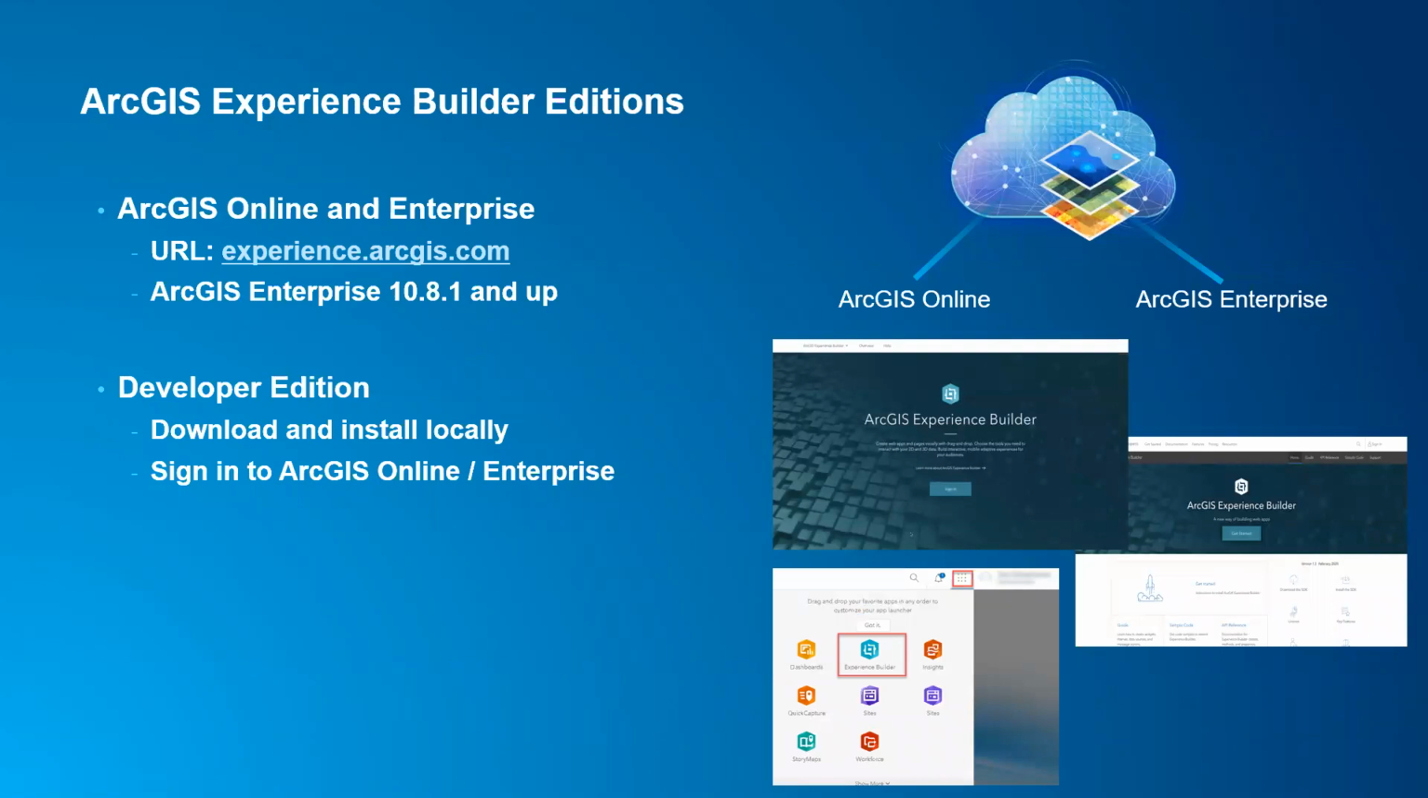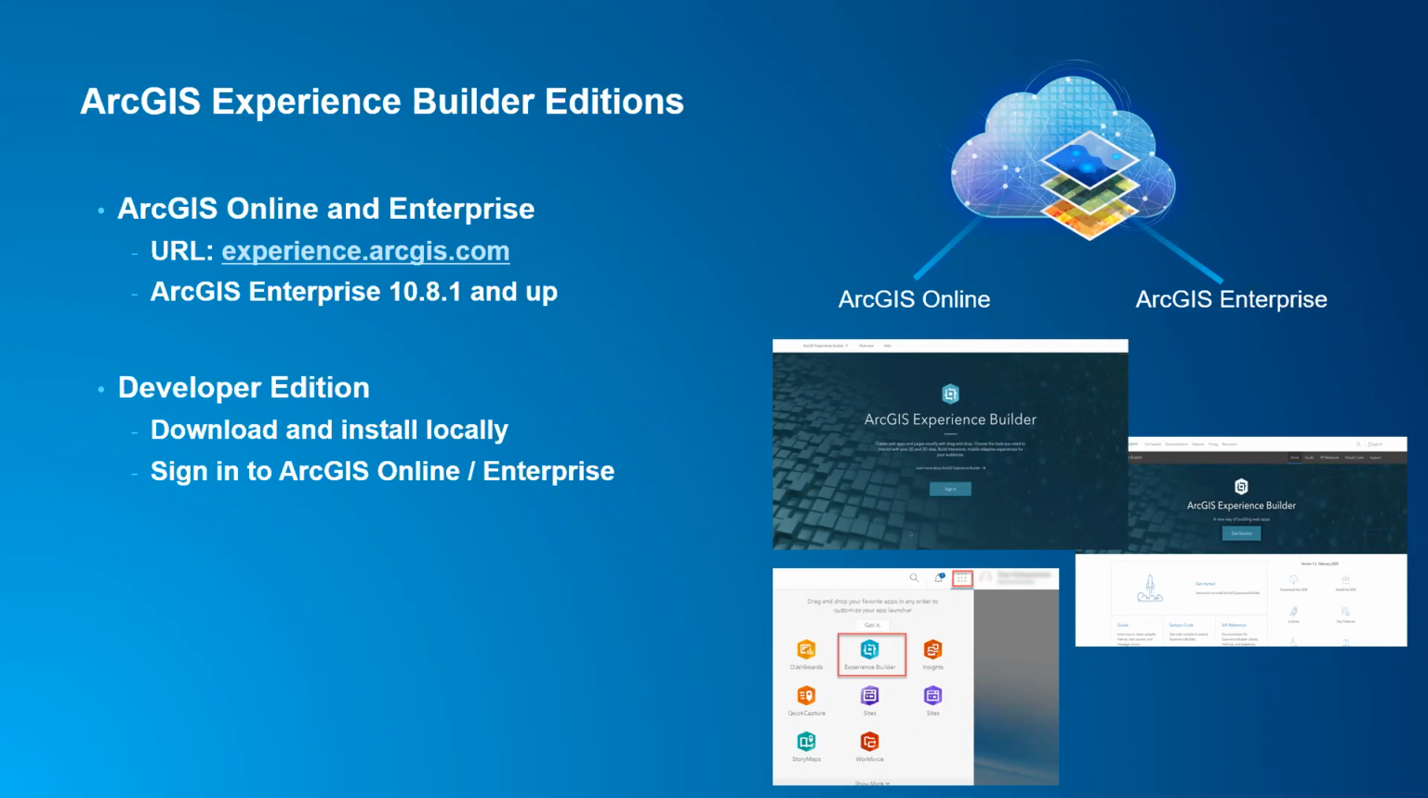There are a couple different editions of ArcGIS Experience Builder. It's available in ArcGIS Online. You can see the URL there. It's also, if you're in the dashboard, it shows up as a part of that app chooser tile thing, that little tic-tac-toe board next to your name. When you're at the home page, it shows all the different things you have access to. And it's also available in Enterprise, starting at 10.8.1, which is the current version.